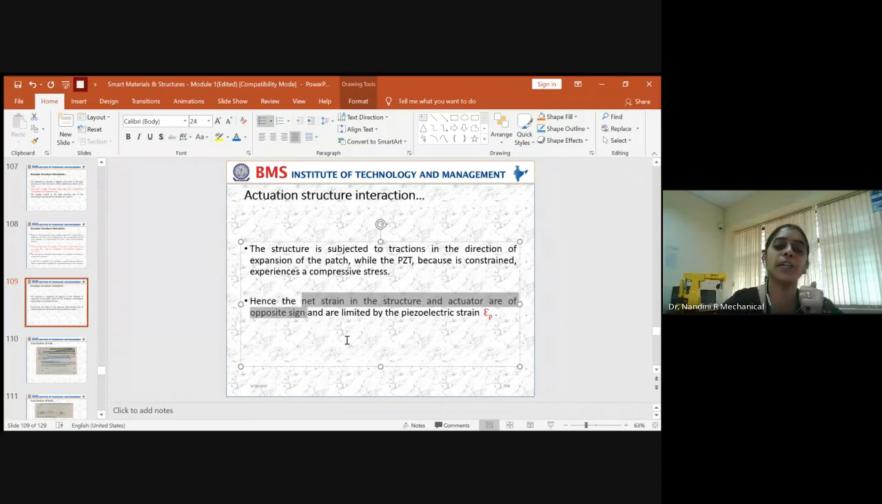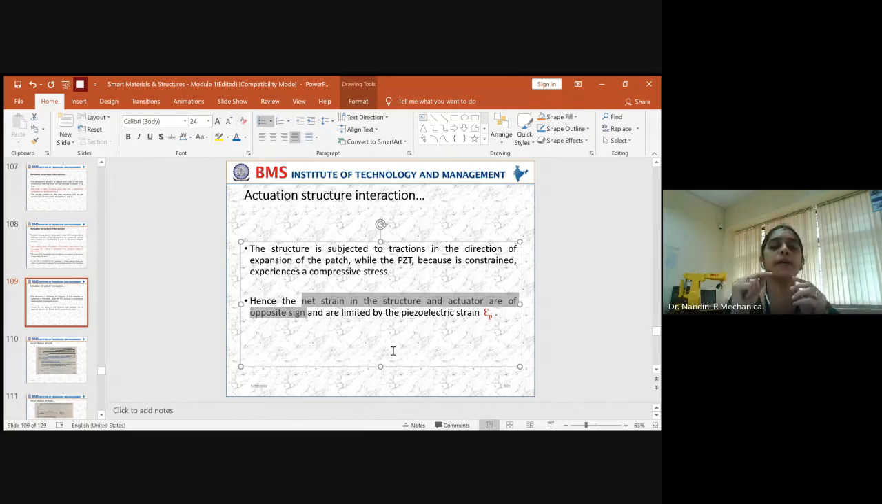So the strain measured across the piezo patch is a free strain and the strain measured across the structure is a mechanical strain. So these two will become negative when the tractions are generated. So this sign becomes negative when you have a huge amount of tractions. A huge amount of tractions you get when the expansion of the piezo patch is more.